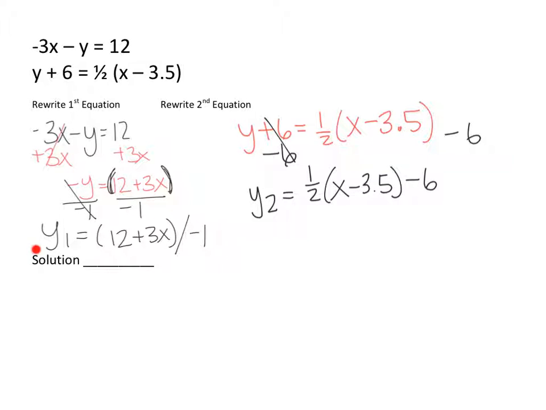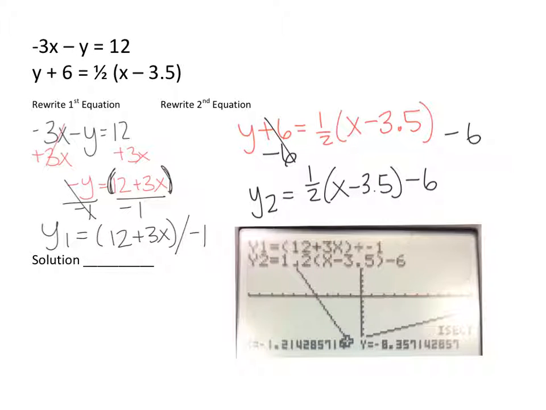So I'm going to put this in my y1 and this in my y2, and then I'm going to find my intersection. Okay, so there's a screenshot from my calculator. As you can see, the solution is down here at the bottom. Yes, this is what it looks like on a Casio, but the same solution will be there on a TI. So my solution is negative 1.214 for x and negative 8.357 for y. There's the solution to my system.